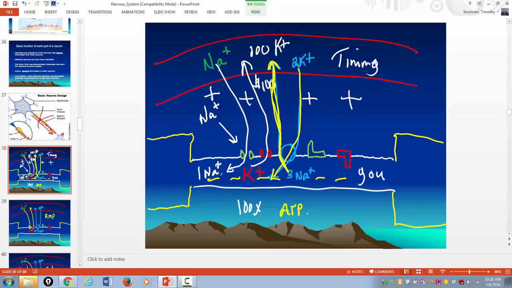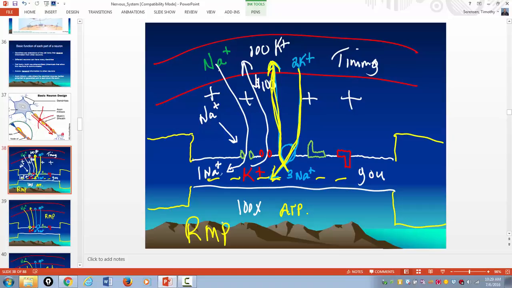So we'll do this again. Every time you come into class, in addition to the $100, you're going to give me $3, and then when you leave, I'll give you $2 back. So this is what sets up what's referred to as the resting membrane potential.